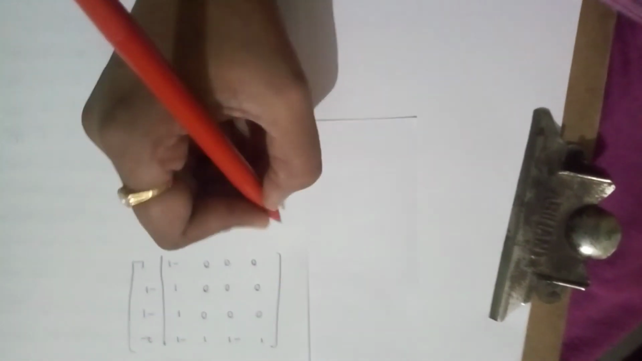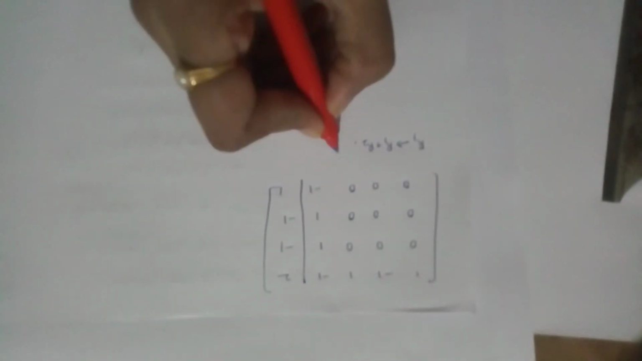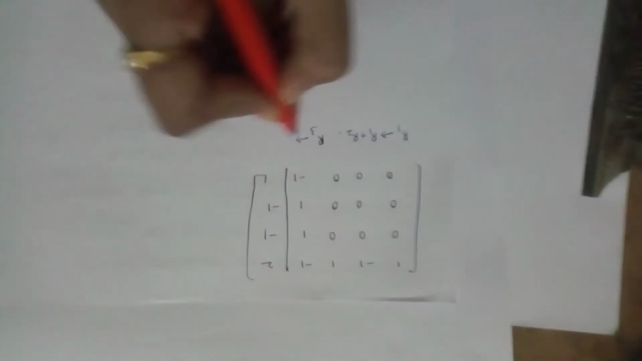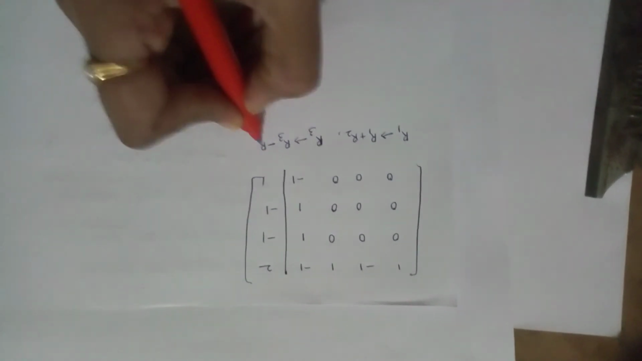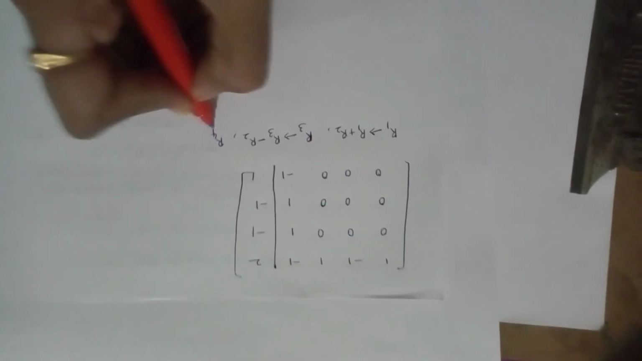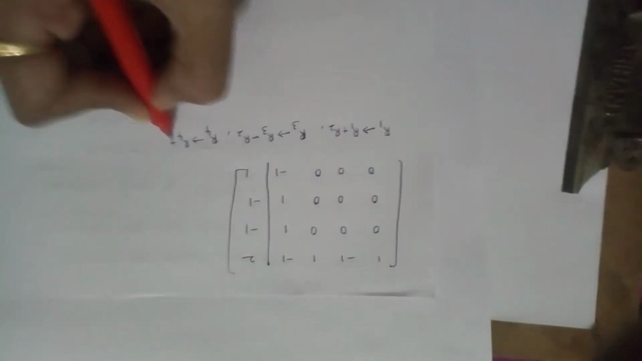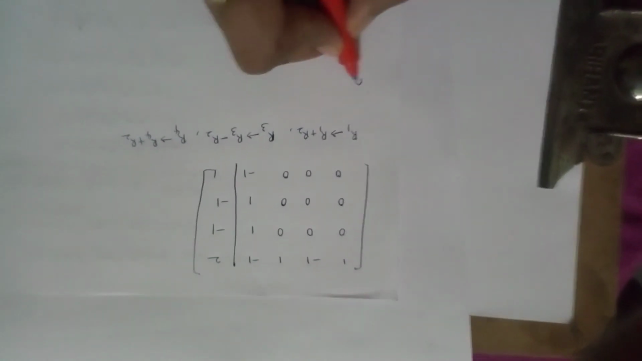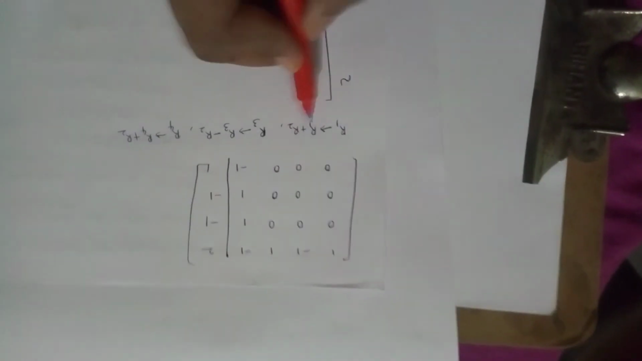Next see here, in R1, I am doing R1 plus R2 row operations, and next R3 minus R2, and next R4 plus R2. So I am doing these 3 operations. So I am applying R1 plus R2.